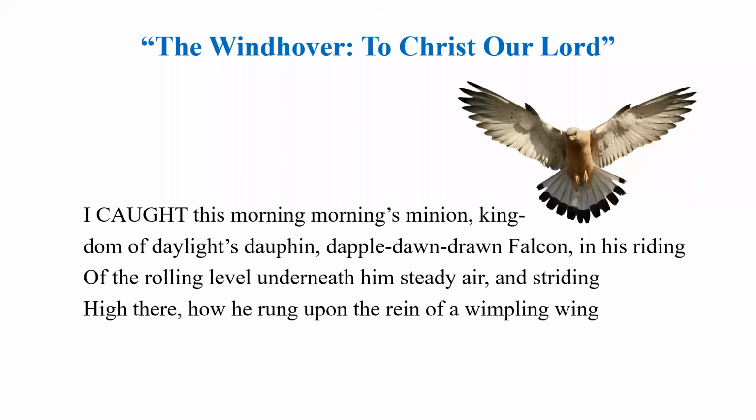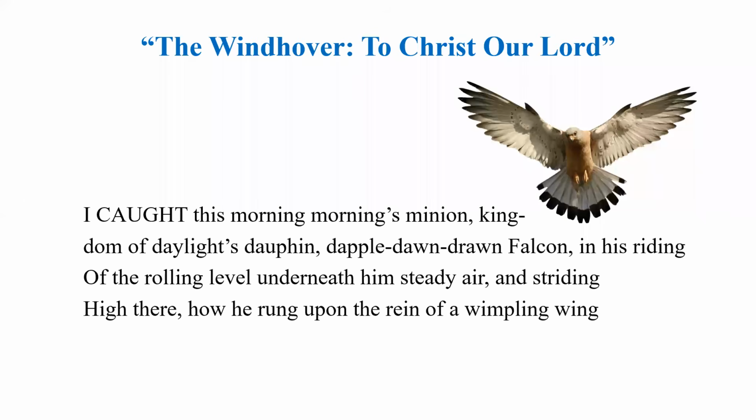So you can see the poem. I caught this morning's minion, kingdom of daylight's dauphin, dapple-dawn-drawn falcon, in his riding of the rolling level underneath him steady air. So he sees a falcon that is like a king ruling his kingdom, that is the sky, and there is no agitation. Very beautifully he's floating there, and it is the inscape of the falcon. And the poet is able to capture that, but the language is so different here. And you can also see the beautiful alliteration, kingdom of daylight's dauphin, dapple, dawn, drawn.